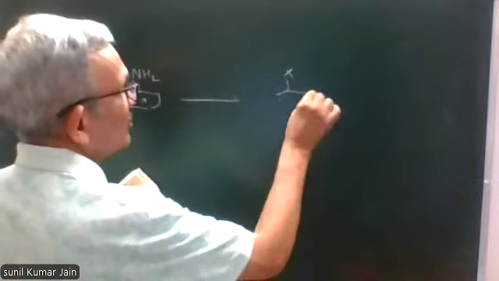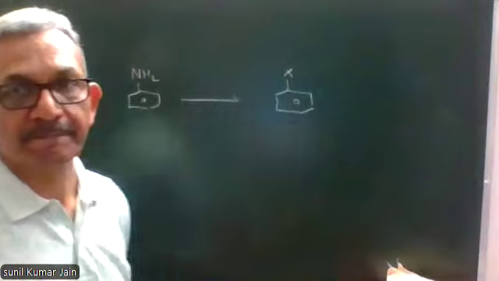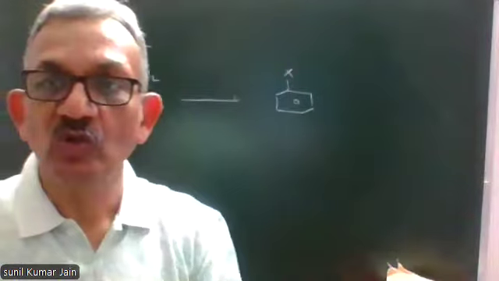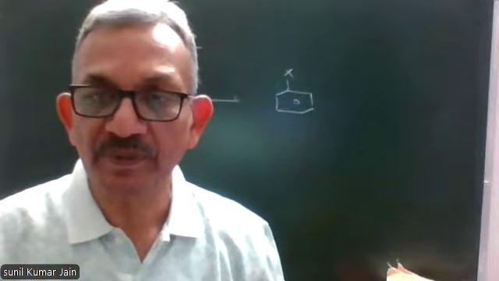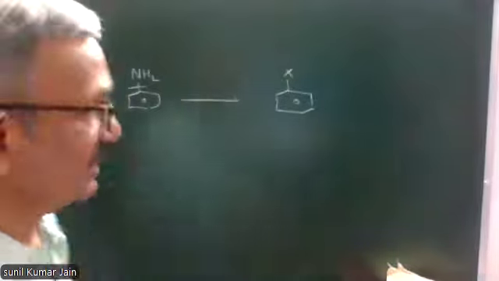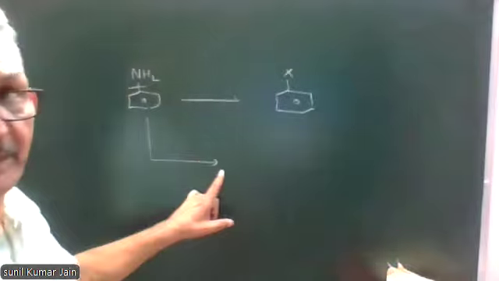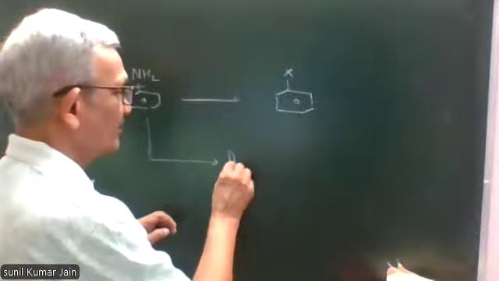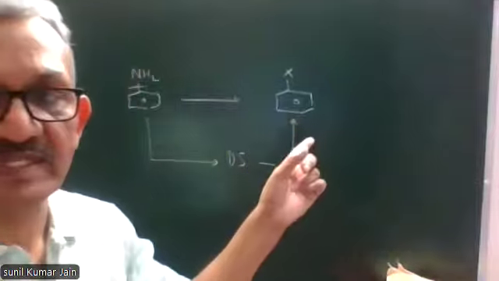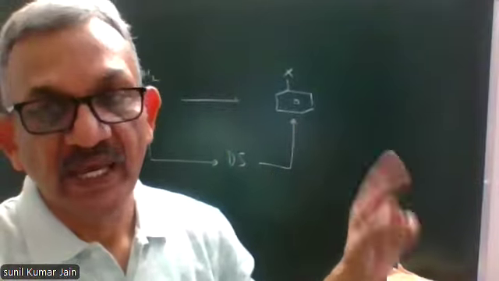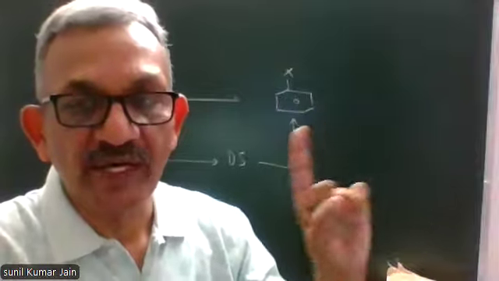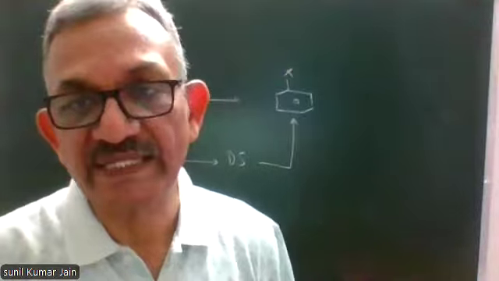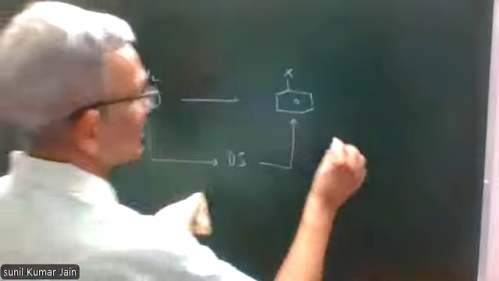This we want to convert into aryl halide. It means we want to replace the NH2 group by halogen. But there's no direct method to replace the NH2 group by halogen. Rather, we'll have to first convert the aromatic primary amine into an intermediate compound, which is called a diazonium salt. And this diazonium salt is then converted into aryl halide. The conversion of aromatic primary amine into diazonium salt is called diazotization.